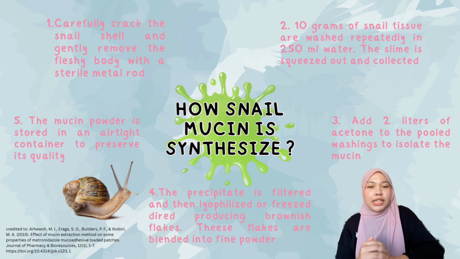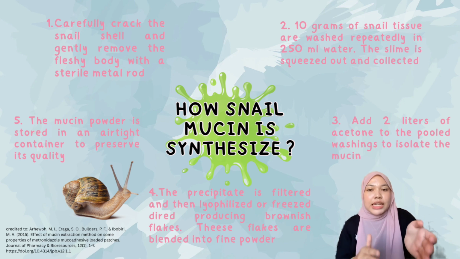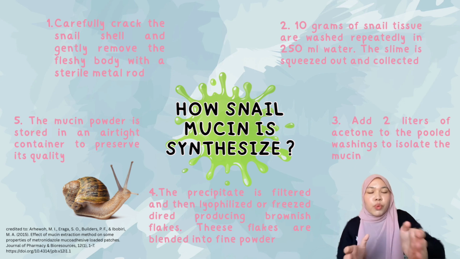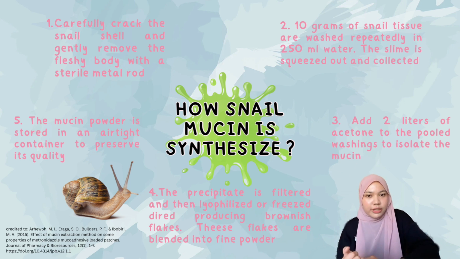The process begins by carefully cracking the snail shell and gently remove the fleshy body with a sterile metal rod. Any waste or excretory material is carefully cleaned away. Next, 10 grams of snail tissues are washed repeatedly in 250 ml of water. The slime is squeezed out and collected. This washing step is repeated 3 times, which will result in 1 liter of mucus-rich solution.